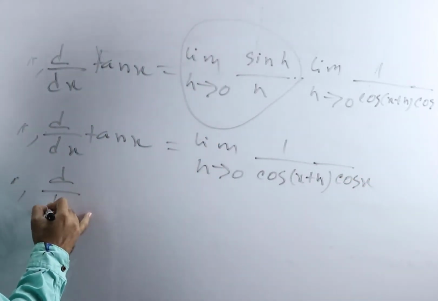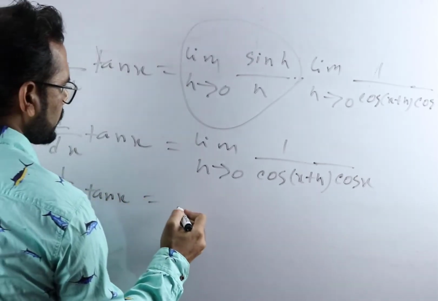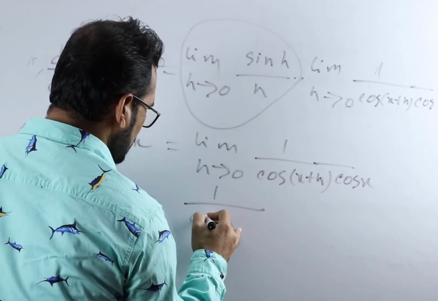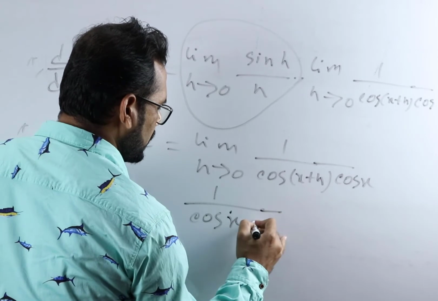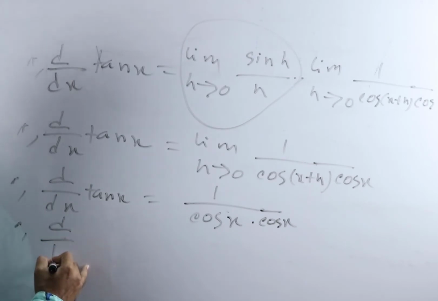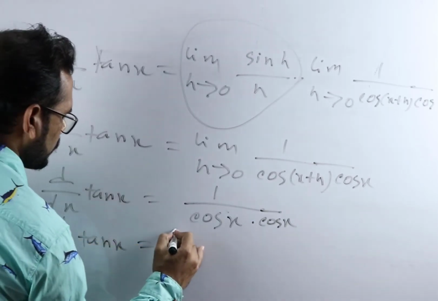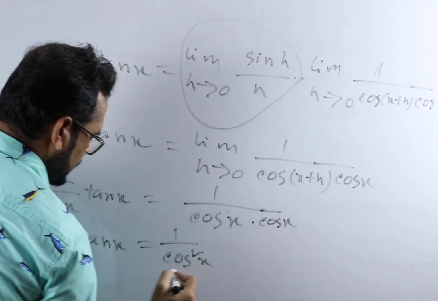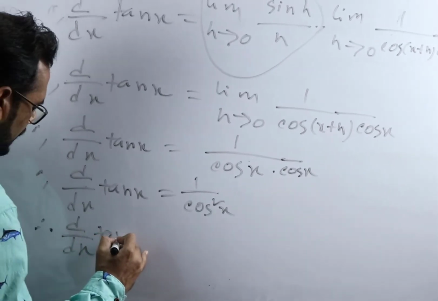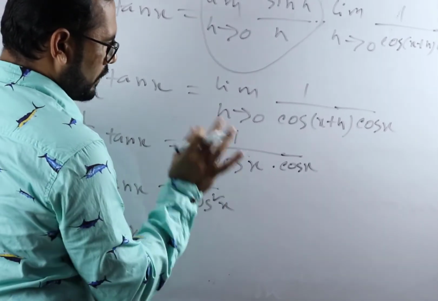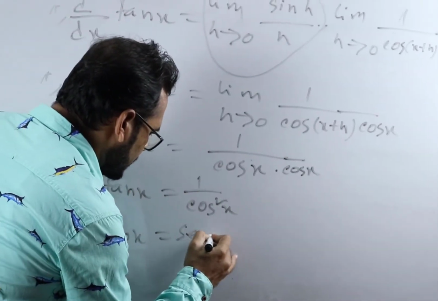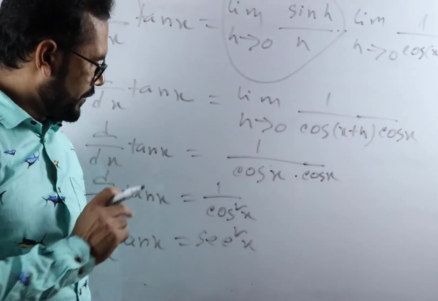After that, d/dx of tan x equals, putting in the value of a, cos x into cos x. Then d/dx of tan x equals 1 divided by cos square x. Here we can finally write d/dx of tan x equals, since 1 by cos is sec, therefore 1 by cos square is, of course, sec square x. This is our desired proof.